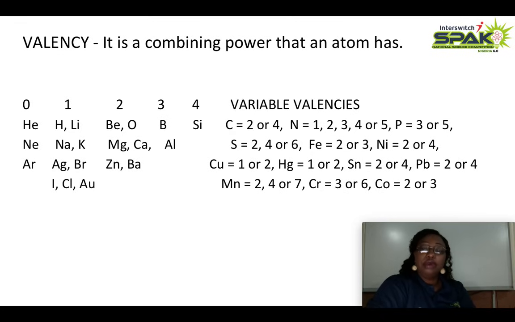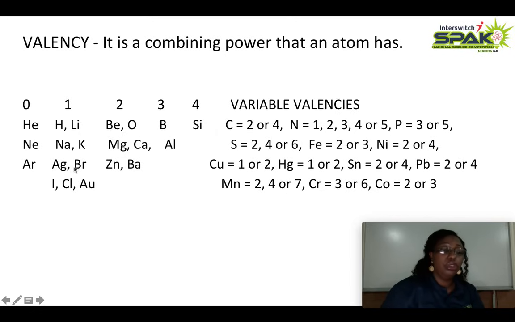Now, this table has analyzed the different valency for each element. We have those that have 0: helium, neon, argon. For those that have 1: hydrogen, lithium, sodium, potassium, bromine, iodine, chlorine, silver, and gold. Then we have beryllium, oxygen, magnesium, calcium, zinc, barium that have valency of 2. We have boron and aluminium, even chromium that have valency of 3. Then we have 4, silicon.